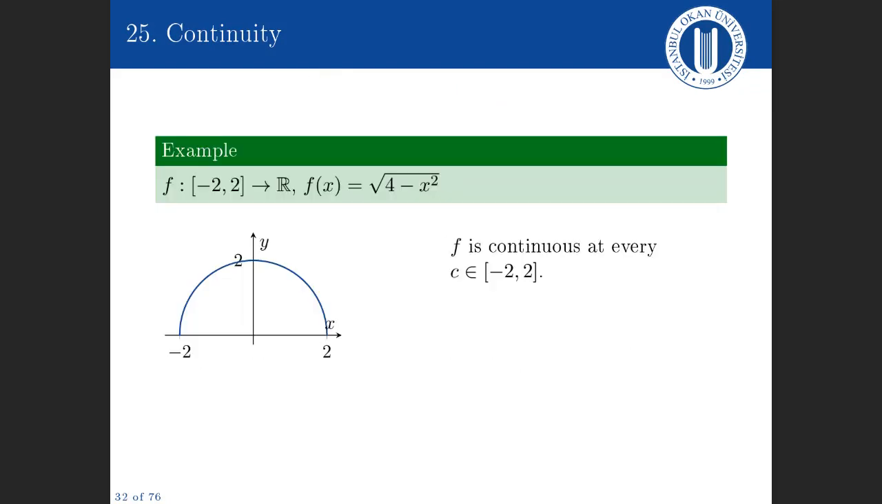Next example. The function f of x is equal to the square root of 4 minus x squared, which has domain closed interval from -2 to 2. This function is continuous at every c between -2 and 2. Intuitively, we can draw the graph in one go without having to lift our pen up. In terms of mathematics, choose any c between -2 and 2. The limit exists, f of c exists, and these two numbers are the same.